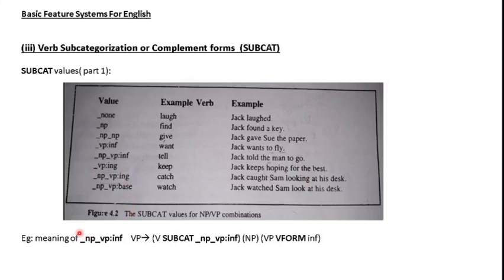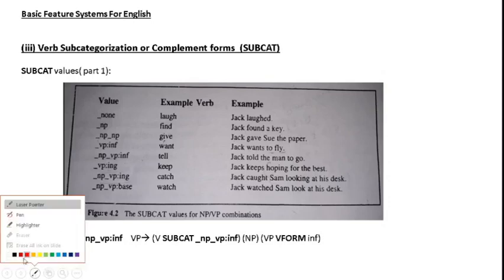The same is represented in production format over here. Similarly you can go through the other subcat values and understand the meaning from these examples. Again, this is taken from your textbook, Natural Language Understanding by James Allen.